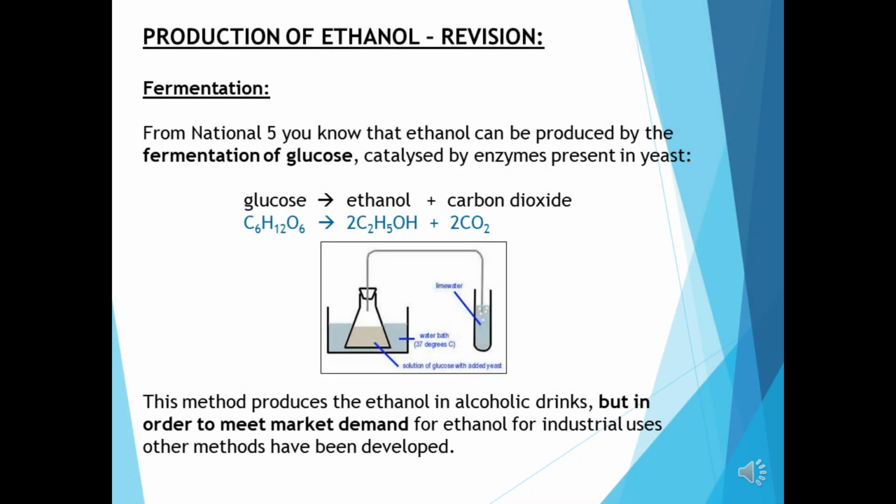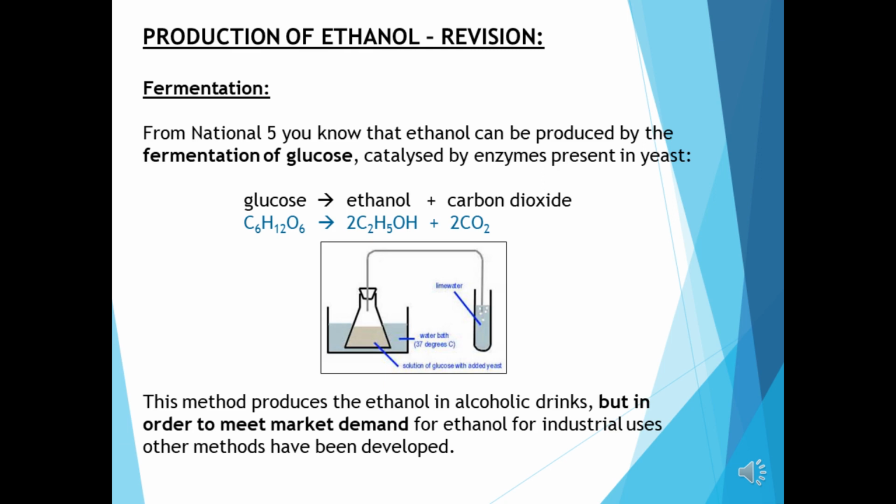As you know from National 5, alcohol, in particular ethanol, can be made by fermentation. That's where we take a glucose source such as potatoes, grapes, apples, and we ferment it along with an enzyme present in yeast to produce alcohol. This alcohol is specifically for alcoholic drinks.